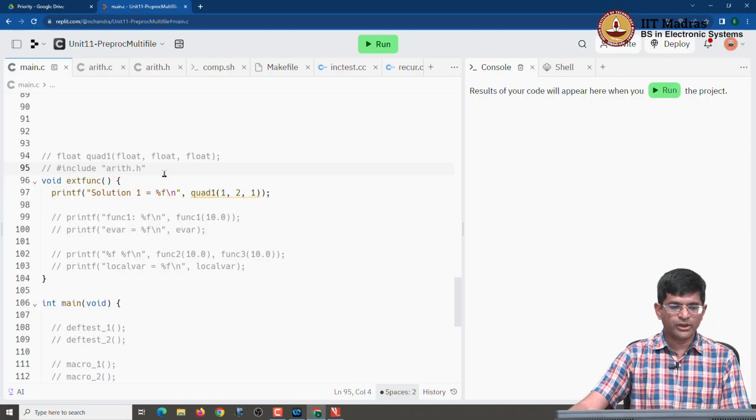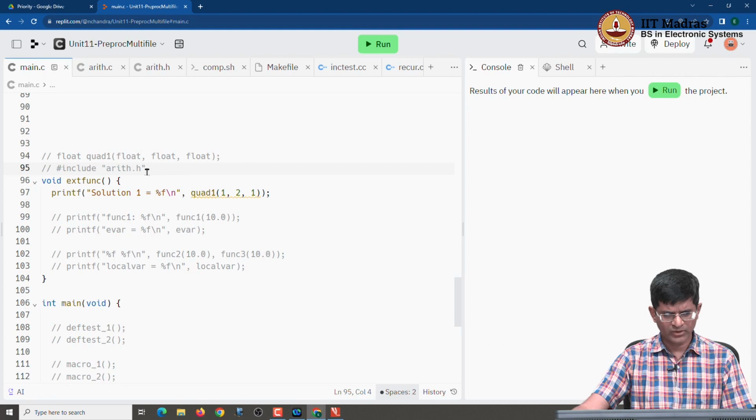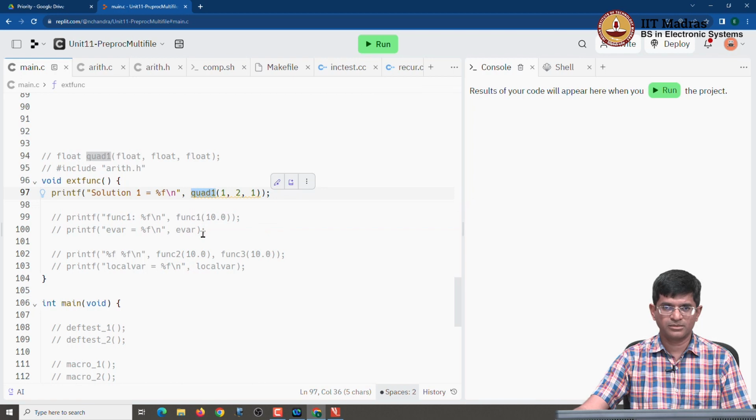So the example that we are going to take over here, and please ignore all the commented out lines for now, obviously they are there in order to demonstrate something later. But as we can see, I have one function out here that I am calling extfunc, which in turn calls another function called quad1. And if I go back and look through the rest of this main.c file, I'll find that there is no definition of quad1 out here.